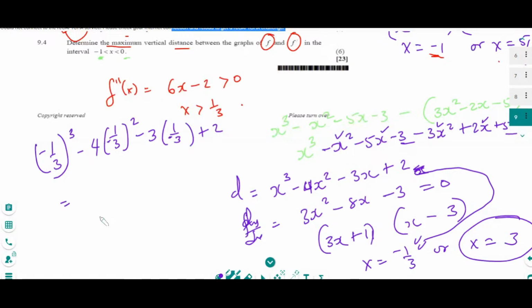Negative 1 over 3 squared. We are subtracting 3 into negative 1 over 3, and then we are adding a 2. Guys, is that the equation that we're substituting into? All right, so I'm getting 68 over 27, which is the same as 2.5 something. So that is the maximum distance. So guys, that's question number 9.